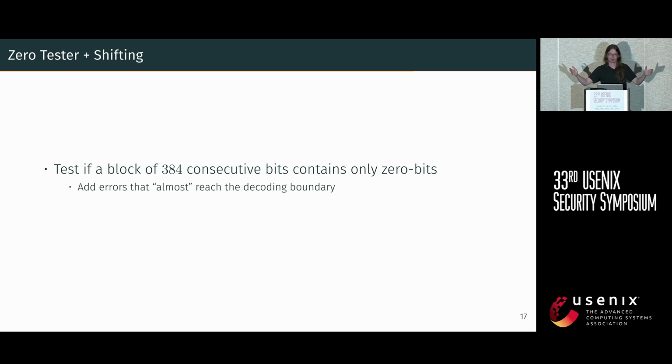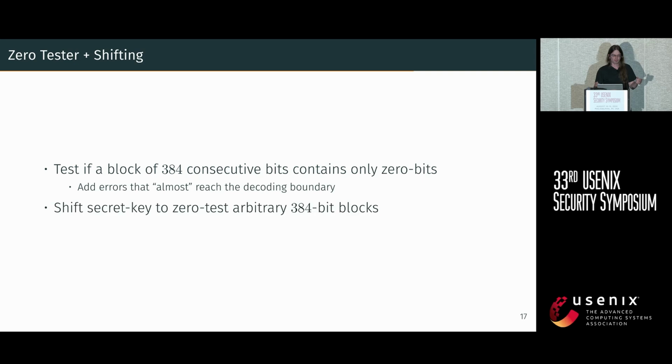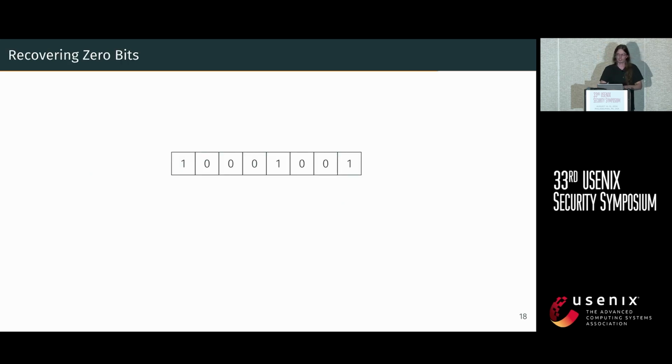So we can test an entire block if it's all zeros, but that's not enough, because there's only 56 blocks. So what we also need to be able to do is to shift the secret key underneath the block that we're testing, and this is also possible. So illustrating this, imagine this is part of the secret key, and we're shifting a 3-bit block and testing if all of the bits are zero. In the first case here, it does not work out because there's a 1 bit there. Here it works out, so we recover all of these 0 bits. And in the other cases, it does not work out.